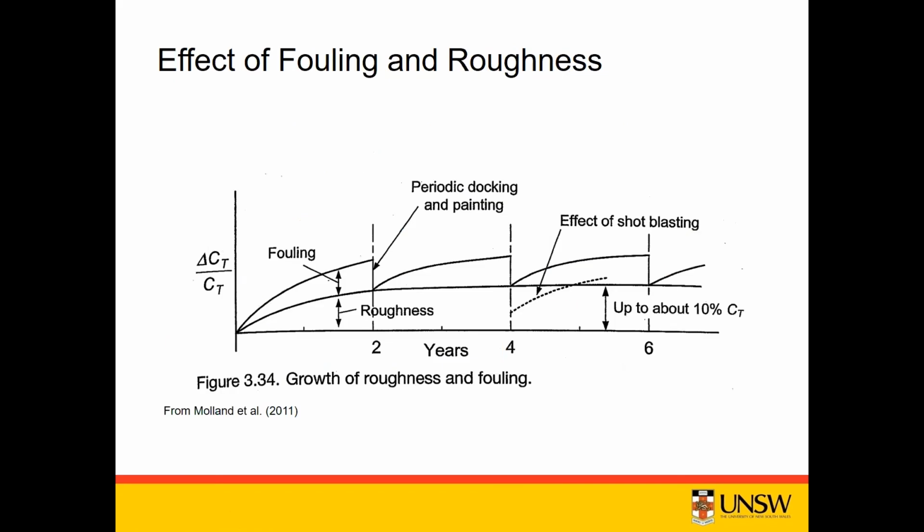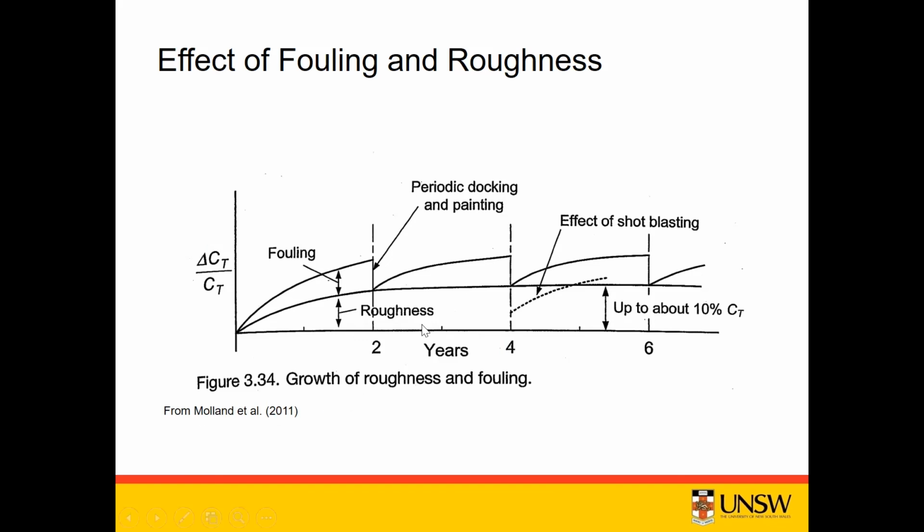This is the sort of effect that you get from fouling and roughness on a hull. And this is taken out of Tony Molland's book. Oh, it was written in 2011, not 2010, as I said earlier. This shows you the timescale in years 2, 4, and 6, and the change in the total resistance coefficient made non-dimensional by the total resistance coefficient itself.